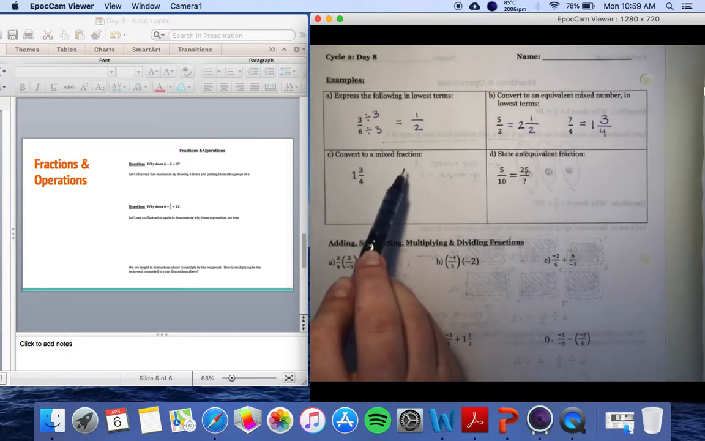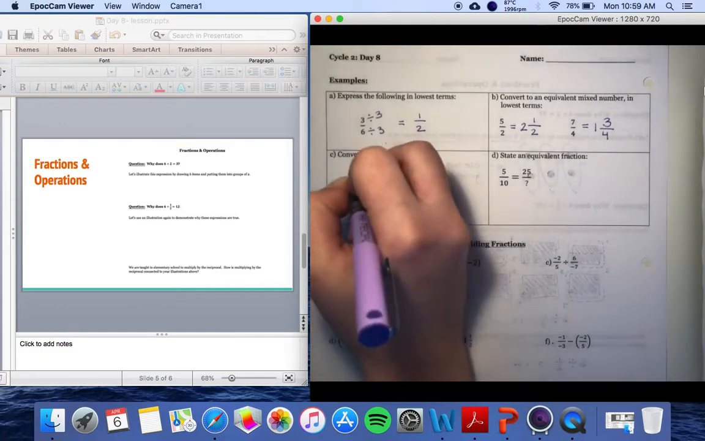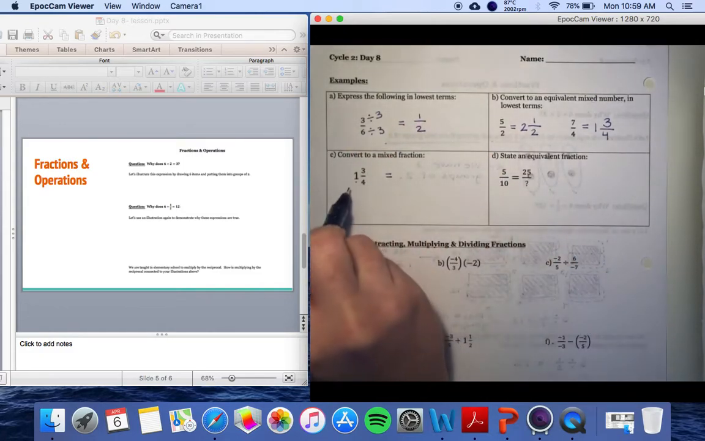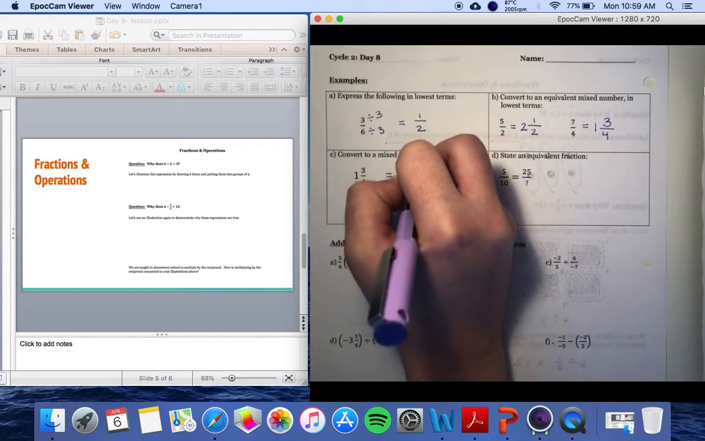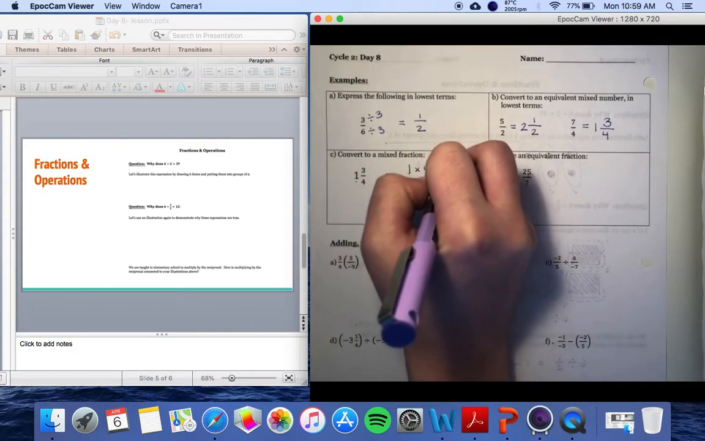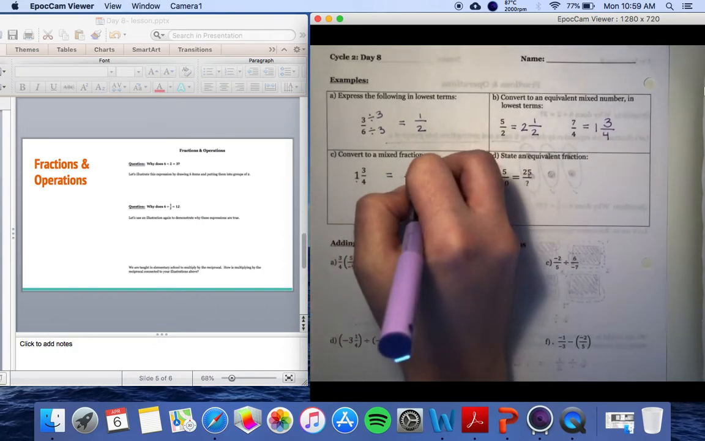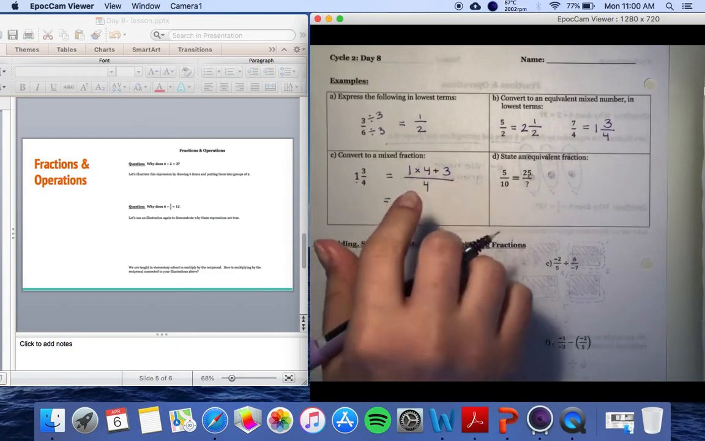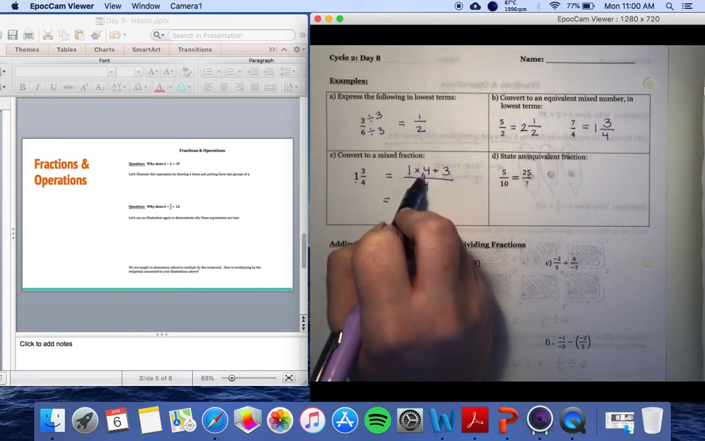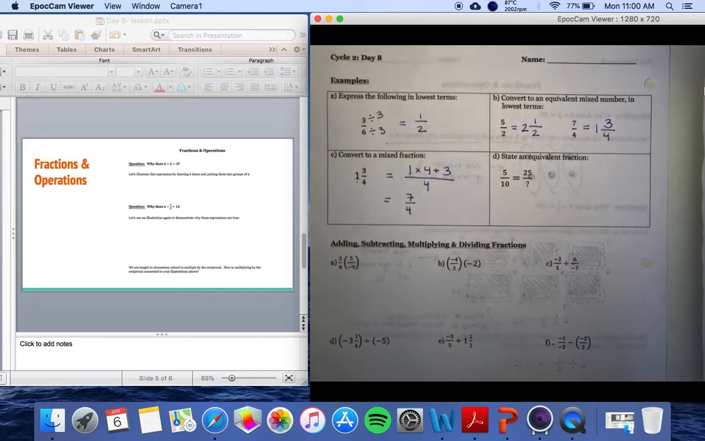If I would like to convert to an improper fraction, this is quite simple. All you're going to do is take the whole number, multiply that by the denominator, and add the numerator. So in other words, I take 1 times 4 and add 3. My denominator is still going to remain as 4, just like the previous fraction. And we're just going to use BEDMAS and simplify that. So 1 times 4, that's 4, plus 3, we have 7 over 4.